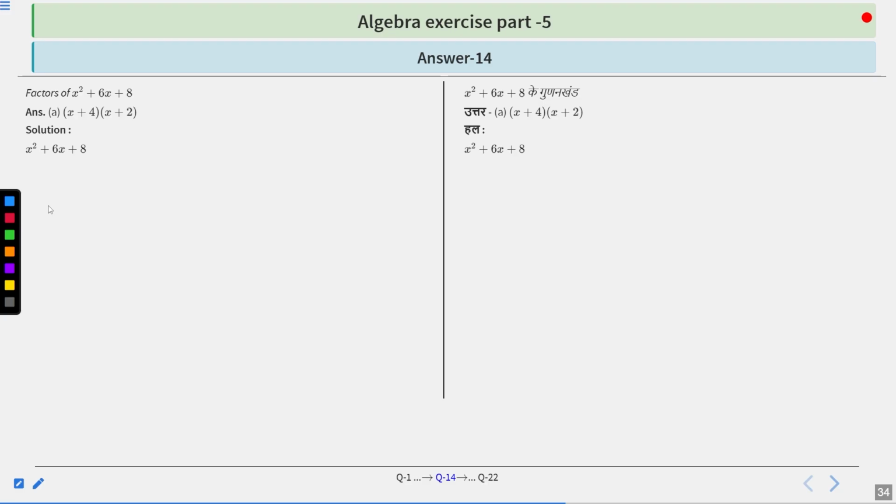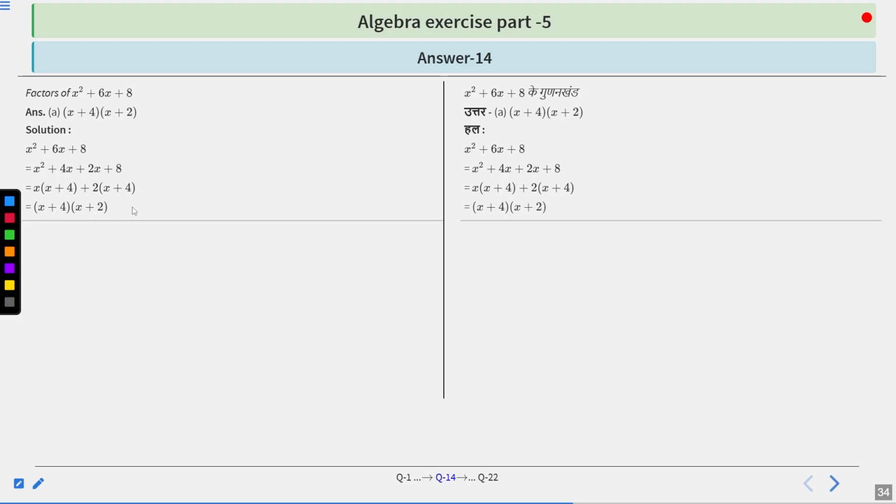Given expression was x square plus 6x plus 8. So this 6x can be written as 4x plus 2x. So x square plus 4x plus 2x plus 8 is the transformed equation. Taking x common from the first two terms, we get x into x plus 4. Taking 2 common from the last two terms, we get 2 into x plus 4. So the factors are x plus 4 into x plus 2. Option number A is the correct option.